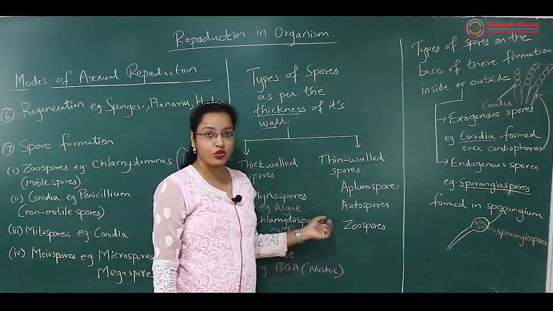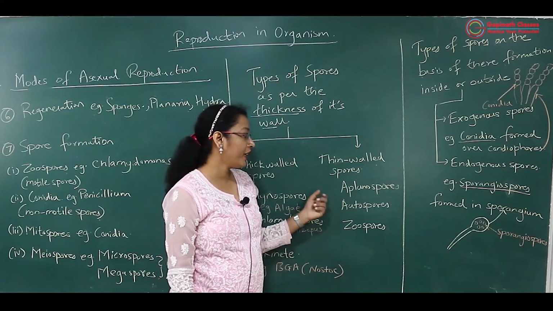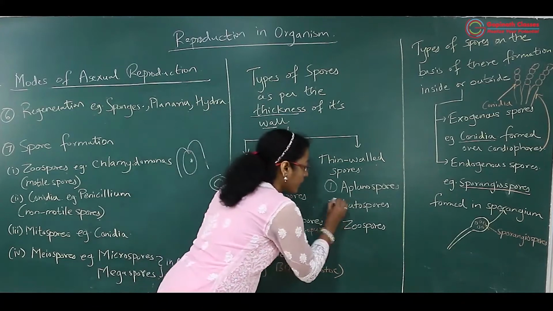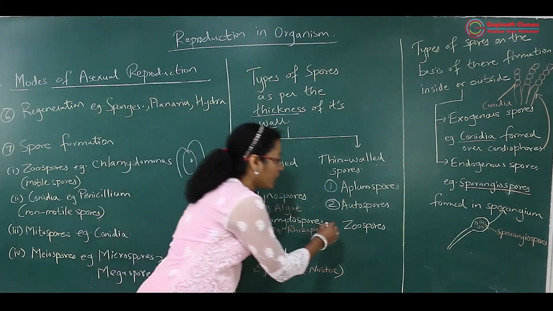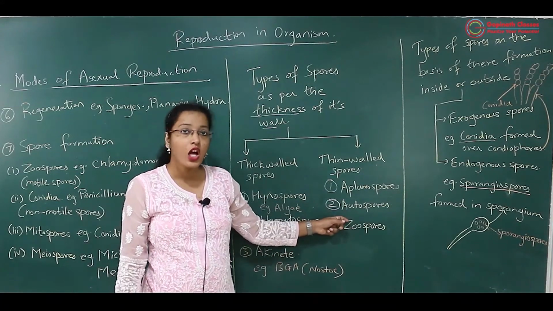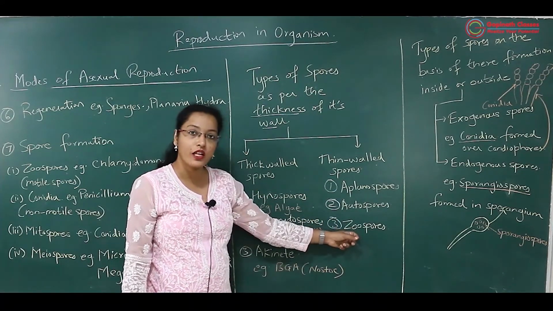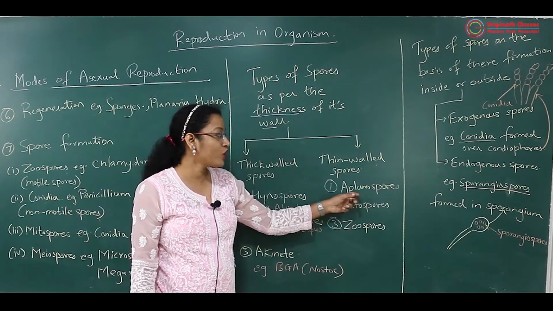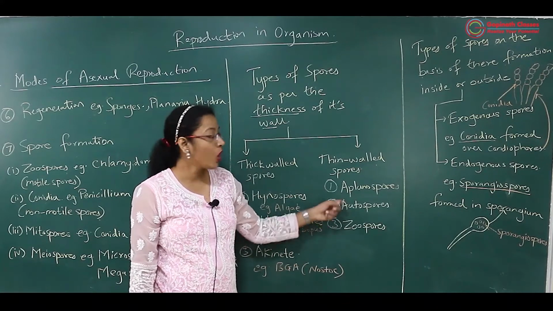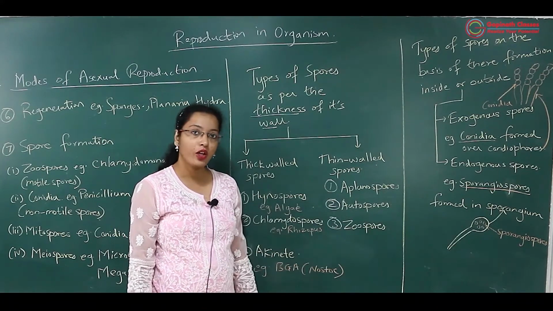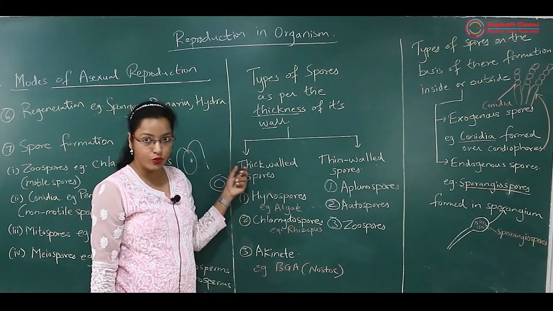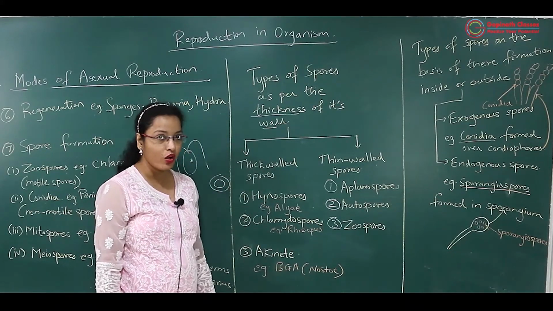Then thin walled spores. Thin walled spores are of three types. First is aplanospore, second one is autospore and third one is zoospore. Aplanospores and autospores are non-motile spores and zoospores are motile spores. Aplanospores, example you know very well, we have studied several times till now, conidia. Conidia are non-motile spores. Okay. So, thin walled spores and thick walled spores as per the thickness of the wall.